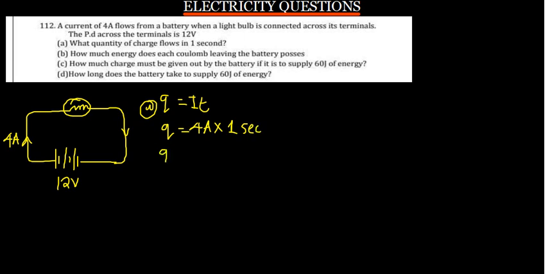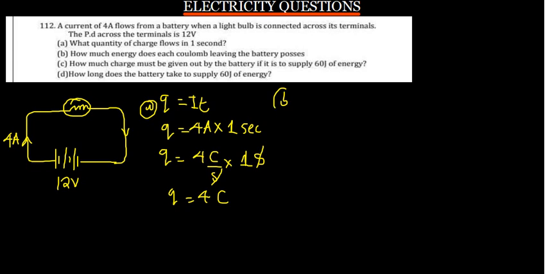Another thing you should know is that current is measured in amps, and 1 amp is equal to 1 coulomb per second. So make sure that the time you're multiplying with is in seconds. So charge therefore is going to be equal to 4 coulombs.